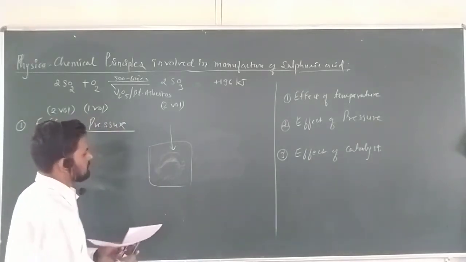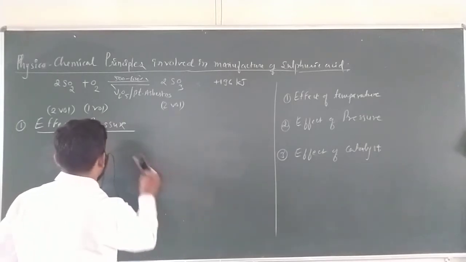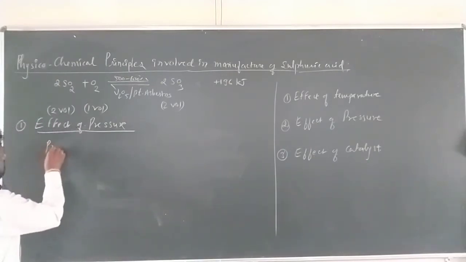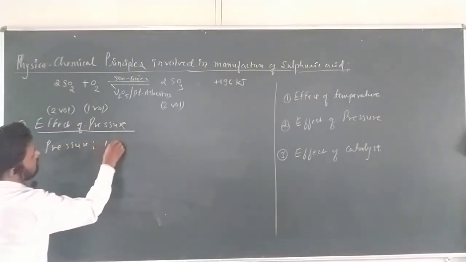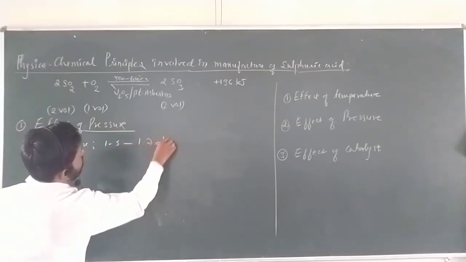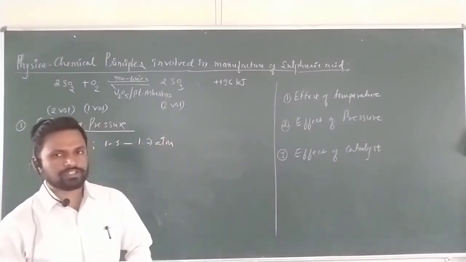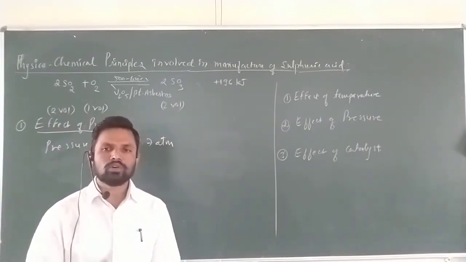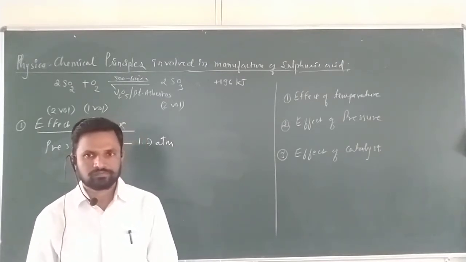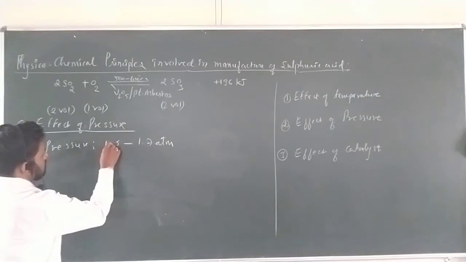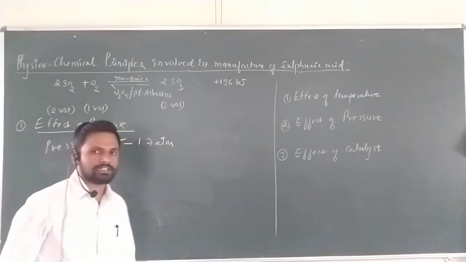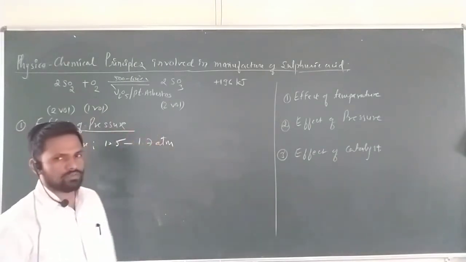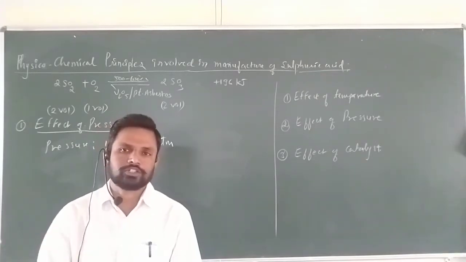That is nothing but the forward reaction. Therefore, when the pressure increases, for the conversion of SO2 to SO3, there is definitely a requirement of pressure. In this case, the pressure kept optimum is 1.5 to 1.7 atmospheric pressure. Once you increase the pressure, the equilibrium shifts towards the right hand side, that is, more formation of sulfur trioxide. Therefore, the pressure required for the conversion of SO2 to SO3 is 1.5 to 1.7 atmospheric pressure.